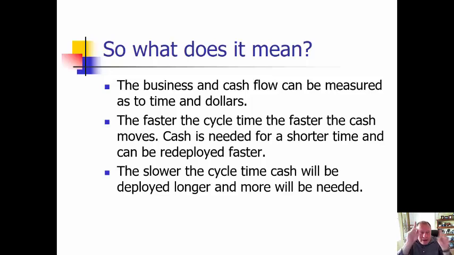Let's go through that again because this is critical. If you have a cycle time that moves fast, the cash is moving through the organization faster, generating cash profits faster. The slower the cycle, it's longer for those profits to turn into cash, and you may need more cash capital to make it work. Keep that in mind.